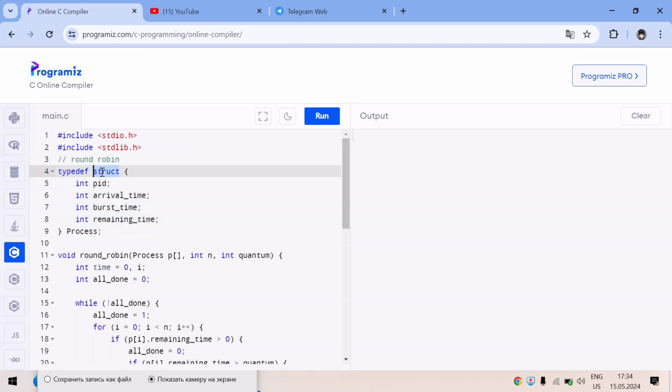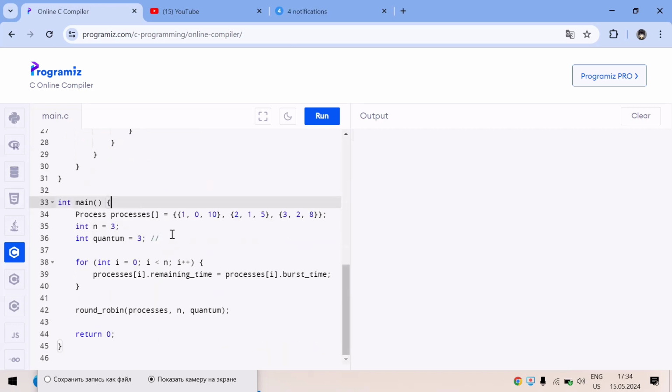First of all, I create a structure for a process that accepts 4 arguments: process ID, arrival time, burst time, and remain time. It's the main method. Here I created an array with processes. I have 3 processes, each of them has 3 values, and n is the count of these processes, and quantum is like the power of our CPU that can execute 3 time units per process.